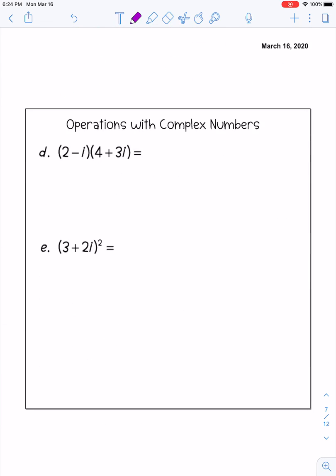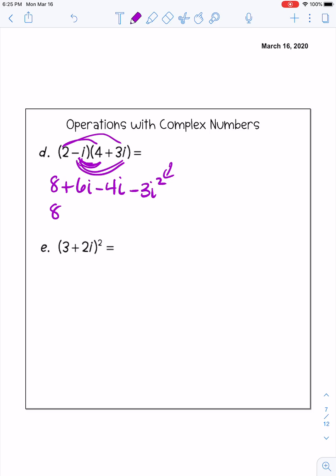All right, here we can multiply also. So 2 times 4, we're going to use distributive property, right? So I'm going to do 2 times 4 is 8. 2 times positive 3i is positive 6i. Negative i times negative 4 is negative 4i. And then negative i times positive 3i is negative 3i squared. So we have to be careful with this squared here.